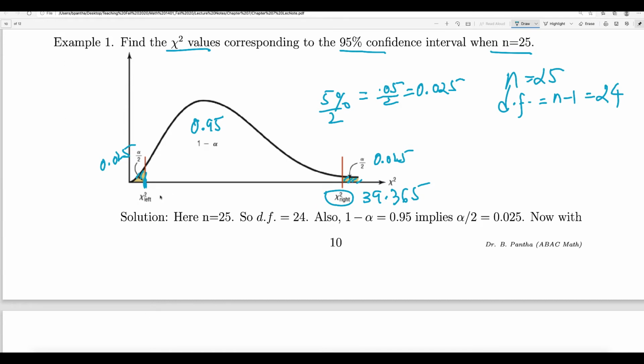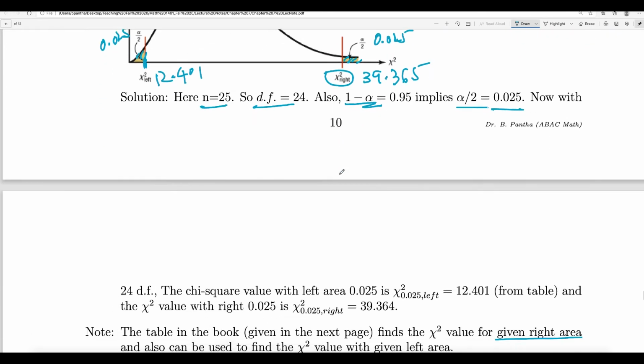12.401. That's what you get. See, I'm doing exactly the same thing. N is 25, degrees of freedom is 24. So 1 minus alpha is 0.95, which implies alpha half is 0.025, because the middle value is 95%. So the outside, the shaded value, will be 5%. Since these two are 5%, each one is 2.5%. So 0.025, 0.025. And again, to find the chi-square right and chi-square left, we need the area right of that value.